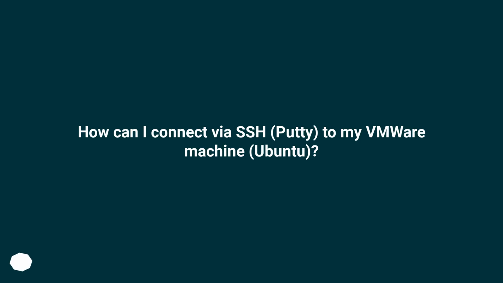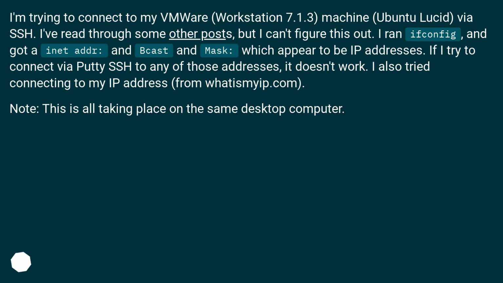How can I connect via SSH, PuTTY, to my VMware machine, Ubuntu? I'm trying to connect to my VMware Workstation 7.1.3 machine, Ubuntu Lucid, via SSH. I've read through some other posts, but I can't figure this out.